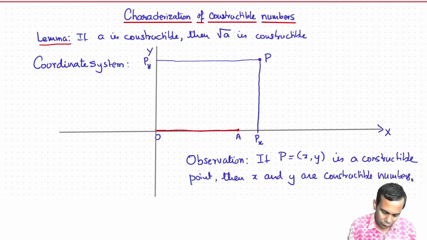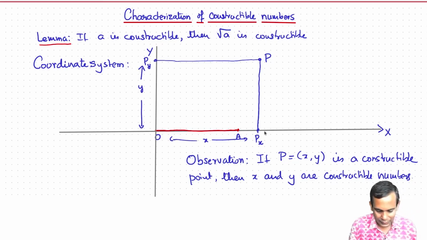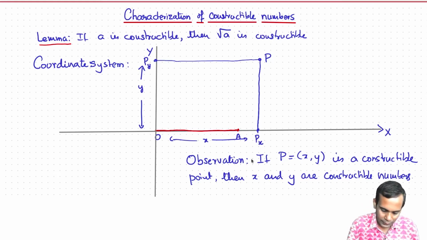But also, if we can construct these distances x and y, then we can mark them off along the x and y axes and draw perpendicular lines. We can draw a line perpendicular to the y axis through this y coordinate and a line perpendicular to the x axis through this x coordinate, and they will intersect in the point P.